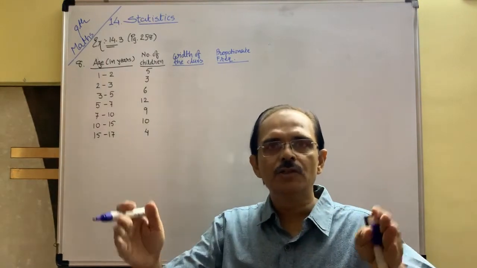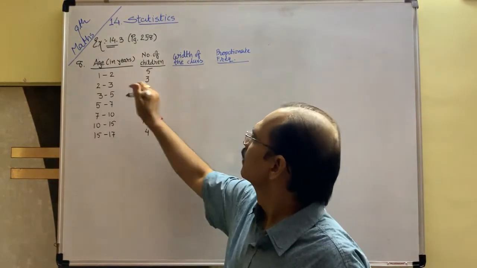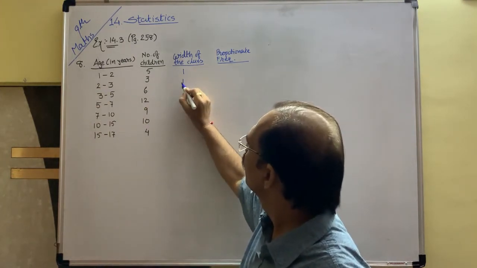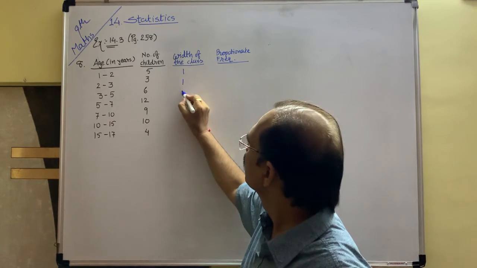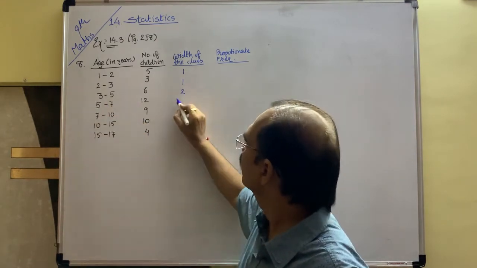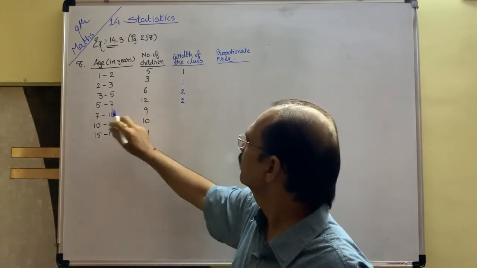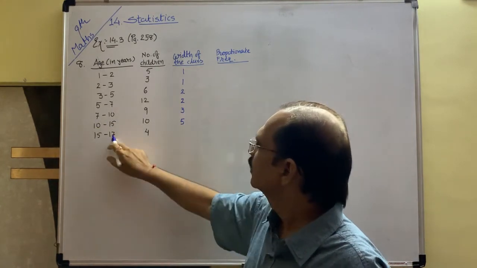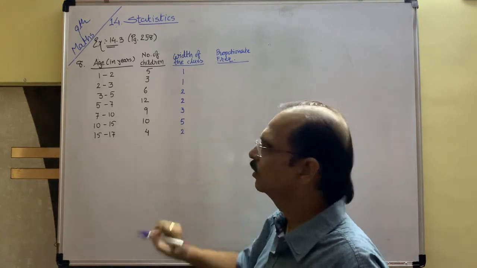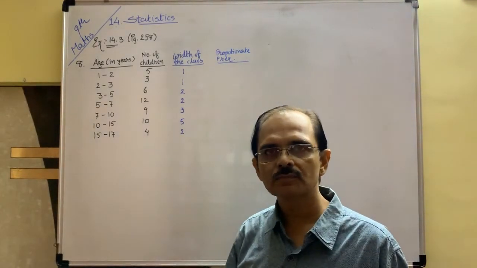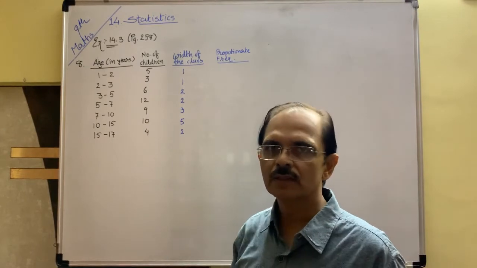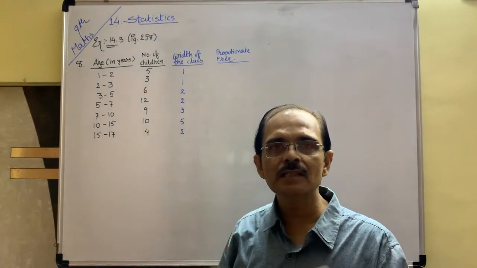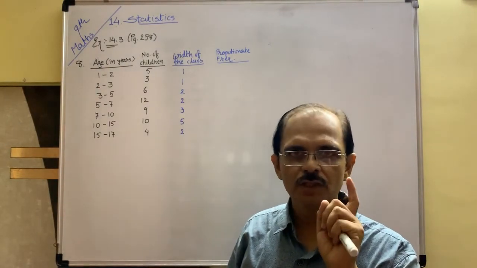Means the range. 2 minus 1 is 1. 3 minus 2, 1. 5 minus 3, 2. 7 minus 5, 2. 10 minus 7, 3. 15 minus 10, 5. 17 minus 15, 2. So here you got the widths, very simple. Now proportionate frequency. See, out of these widths, which one is minimum? Least width is what? 1, naturally.